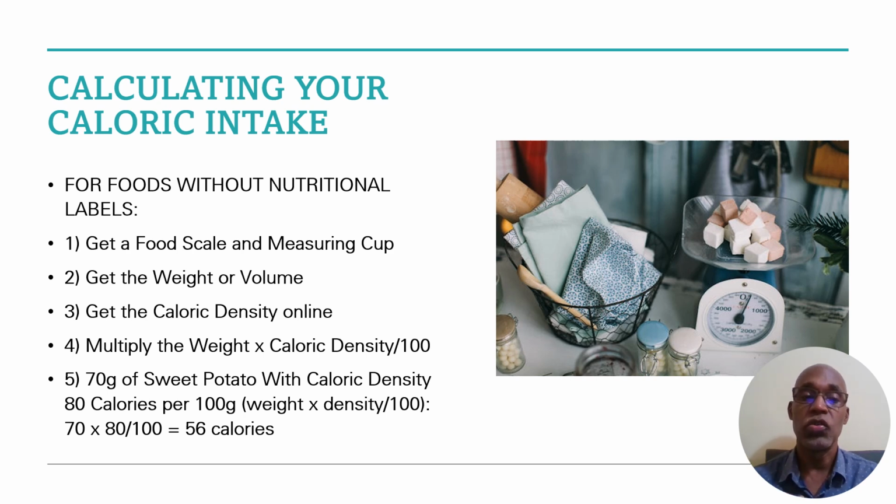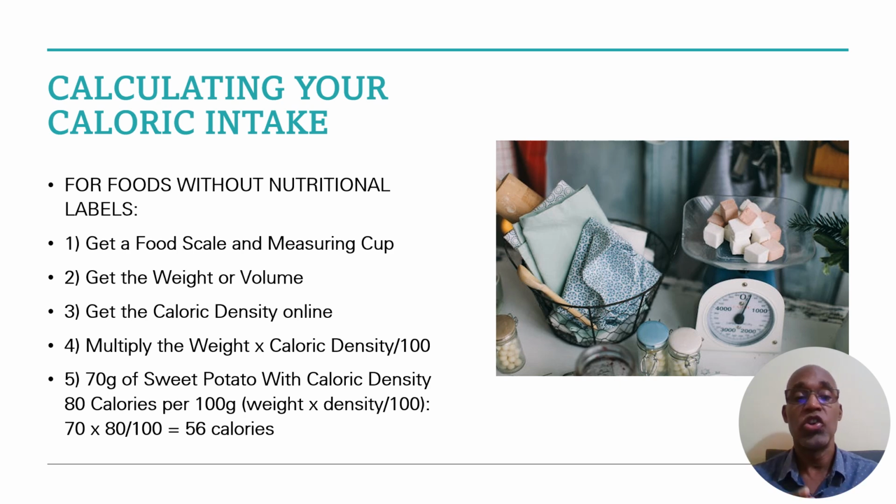Then you're going to do some measurement. You're going to check the weight or the volume of that food item. Then you're going to go online and get the caloric density. The caloric density is the number of calories in a particular weight or volume of that item. For example, you may see 100 calories per 100 grams, or 100 calories per 100 mils. That is a caloric density.